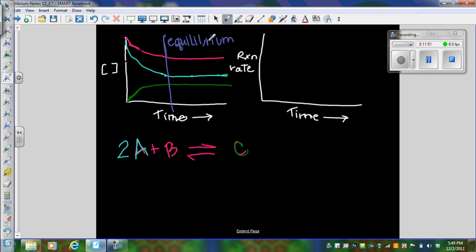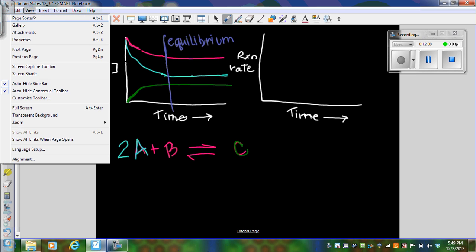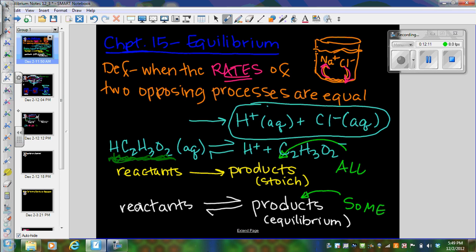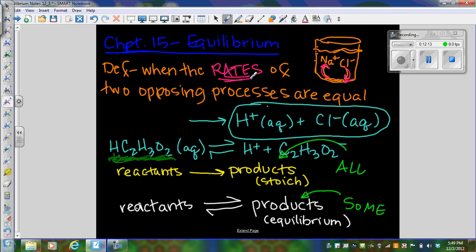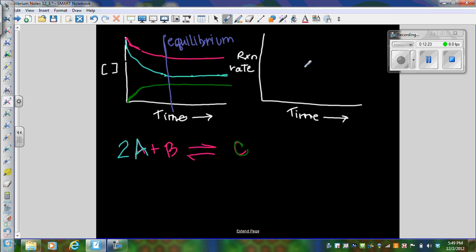Now, in terms of reaction rate, this graph is going to look a little bit different. Because if you remember from one of the earlier slides, let's go back to this first one, we talked about how equilibrium, the definition of equilibrium, is when the rates of two opposing processes are equal. So one of the things we should notice with this graph is that because we're looking at rate, when the rates of these are equal, we are at equilibrium.